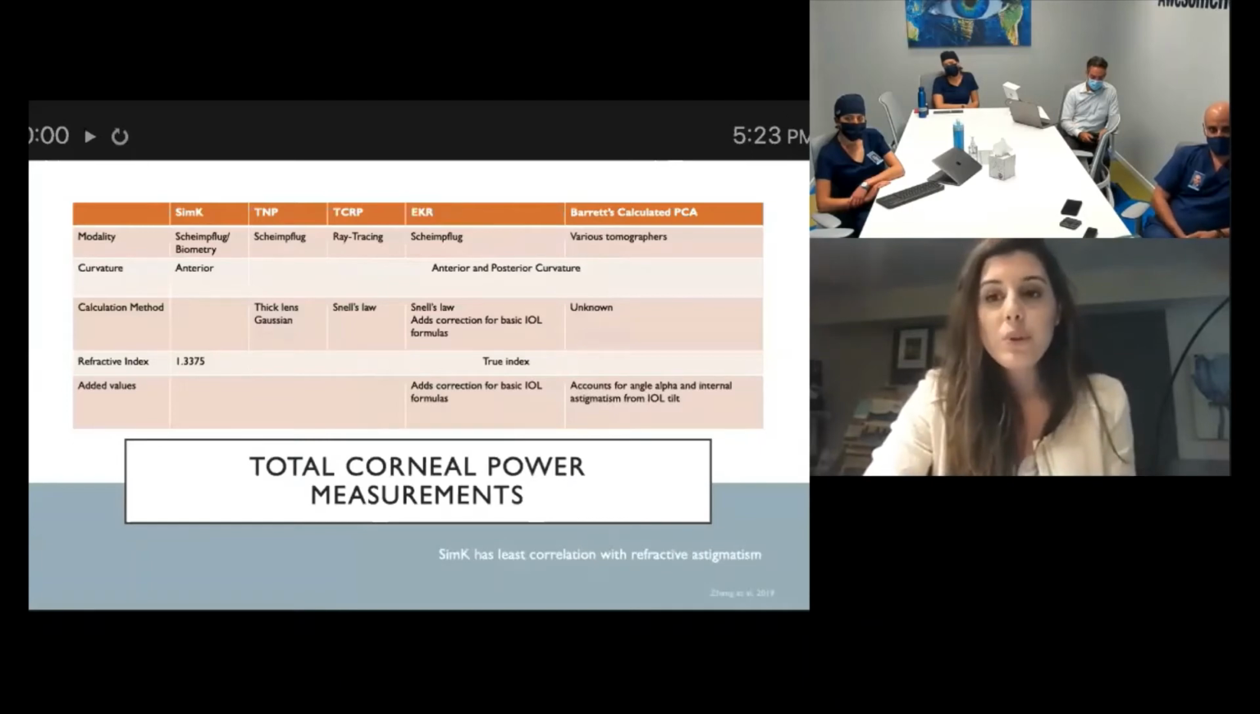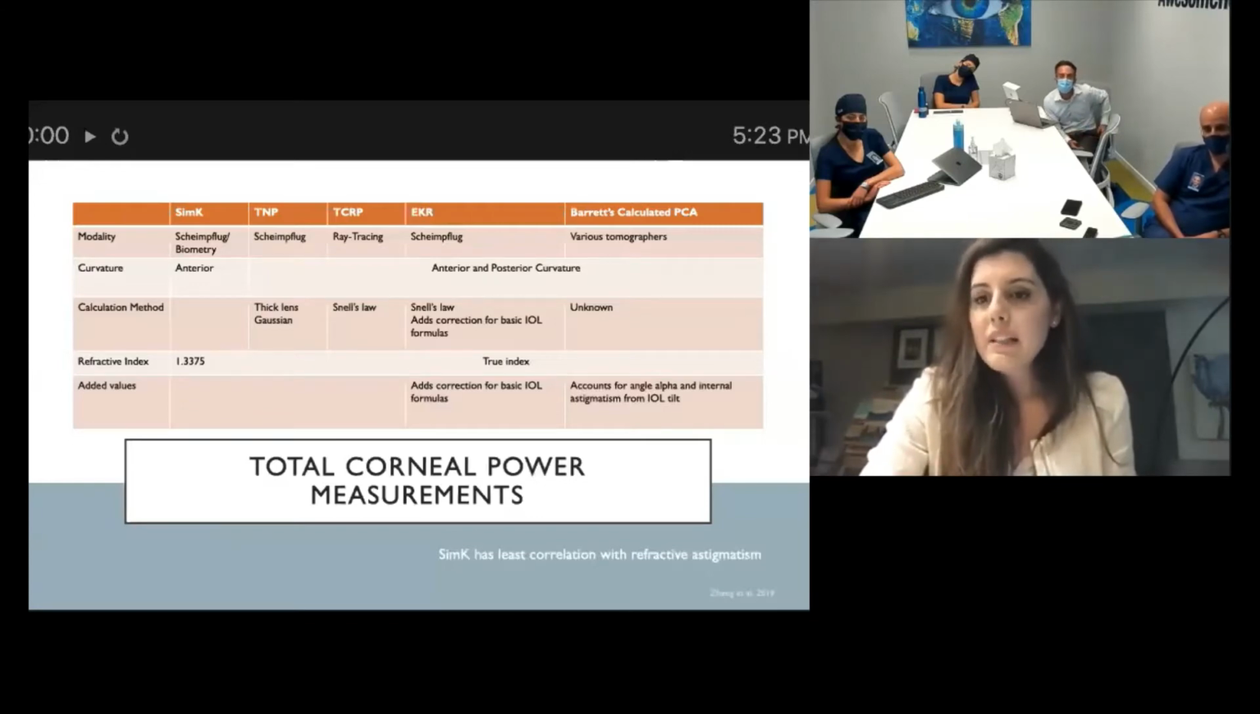So if you want to use the TCP, you're okay to use the TCP, but you need to use the Koaik adjustments to it so that it becomes adjusted to the regular calculations. The EKR 65, which is Holladay's Pentacam index, is Scheimpflug derived. It is involving the anterior and posterior curvature, but it takes the TCP a step further, and it actually corrects it for the basic IOL formula.